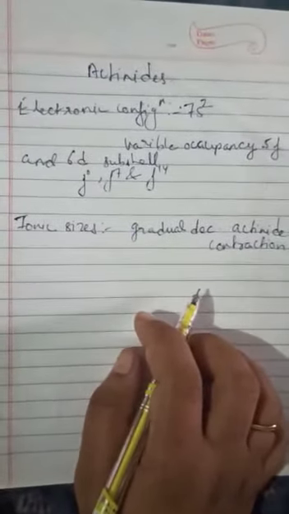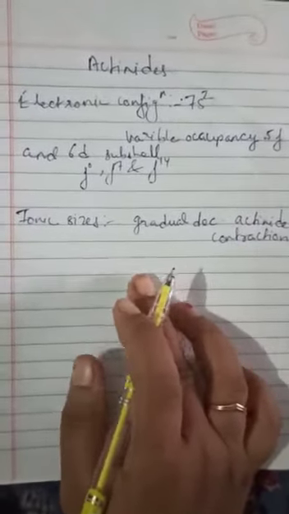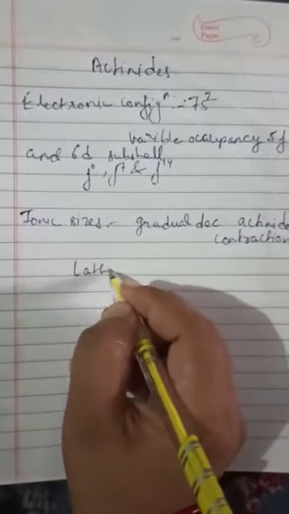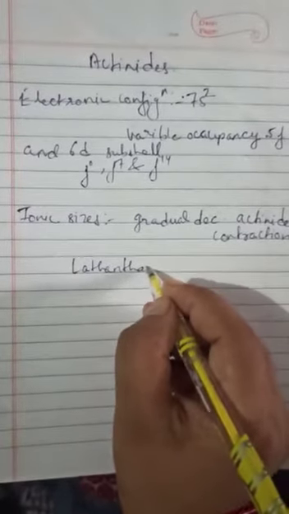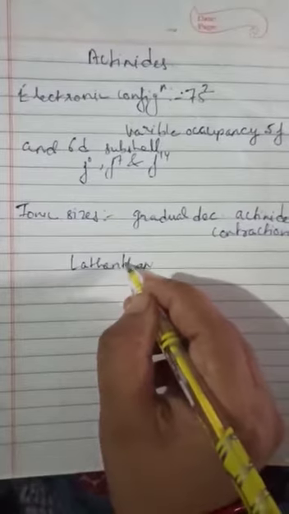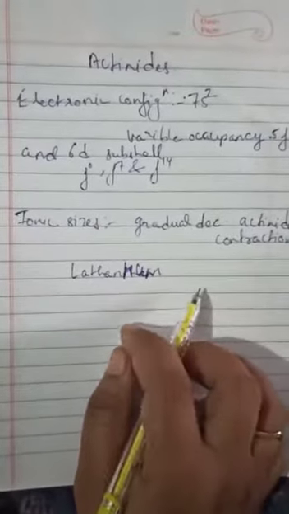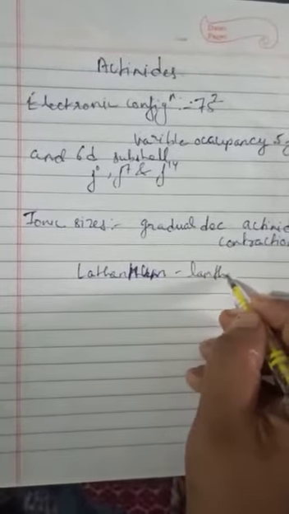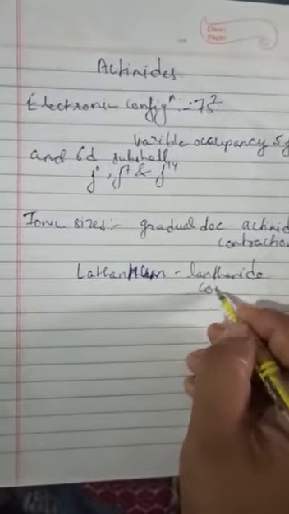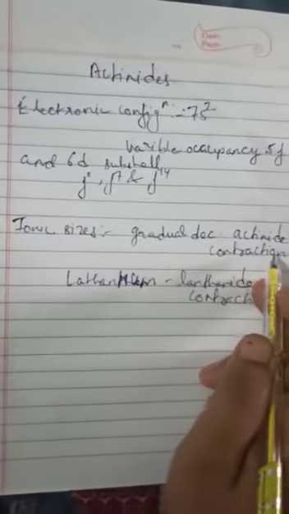Okay, so students, here I want to remind you that in the earlier videos you had studied that in the case of lanthanides there was a decrease in the ionic radii and the atomic radii, which was due to the lanthanide contraction. And in the case of actinides, it is due to the actinide contraction. Okay, so don't confuse these two points.